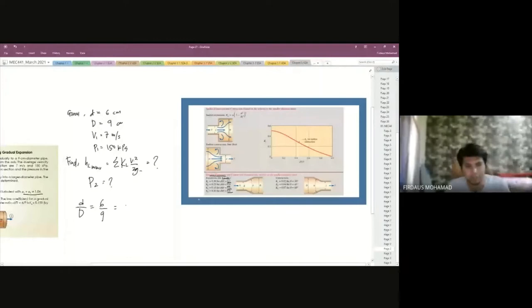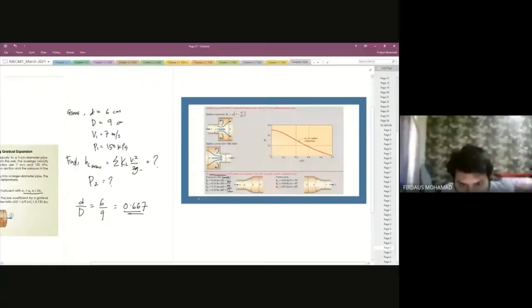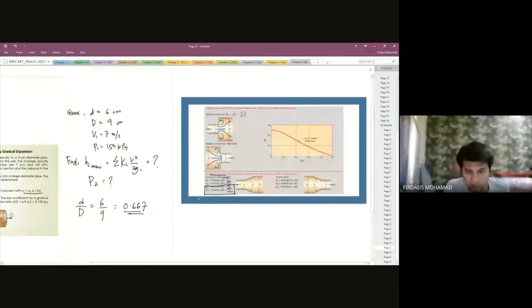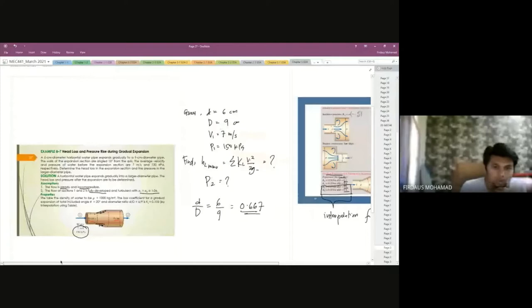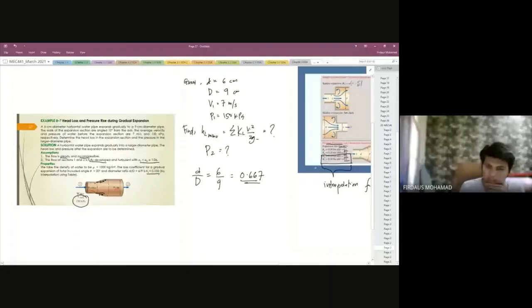So it is in between 0.6 and 0.8 here. KL is between 0.6 and 0.8, so to find 0.667, just do the interpolation. By doing the interpolation, you can obtain the loss coefficient equal to 0.133. So KL equals 0.133 for this case, and that way we can determine the HL minor.